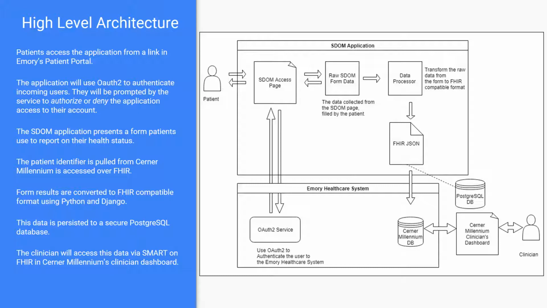This data is collected and is converted to a JSON file that is FHIR compatible. This is done by a processing module within the application. This information is then stored in the Cerner Millennium database or in a PostgreSQL database. The data stored in the database can be viewed by a clinician through the Cerner Millennium Clinician Dashboard. The dashboard would provide various statistics based on the data. Note that from a patient's perspective, the data is only written to the database. That is, the patient would not be able to view any of the historical data.